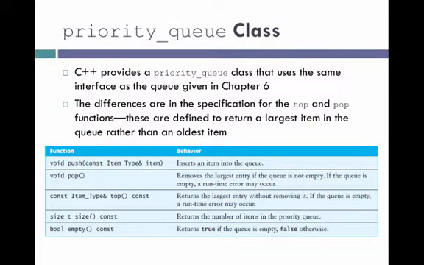C++ has a priority queue class. It uses the same interface as the queue in Chapter 6. And the differences are in the specification for the top and pop functions. These are defined to return a largest item in the queue rather than an oldest item.